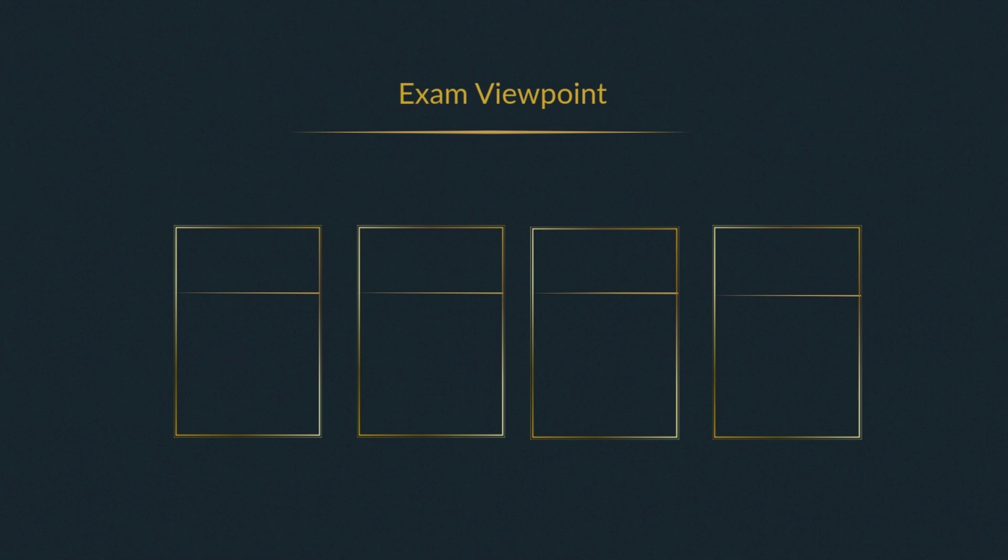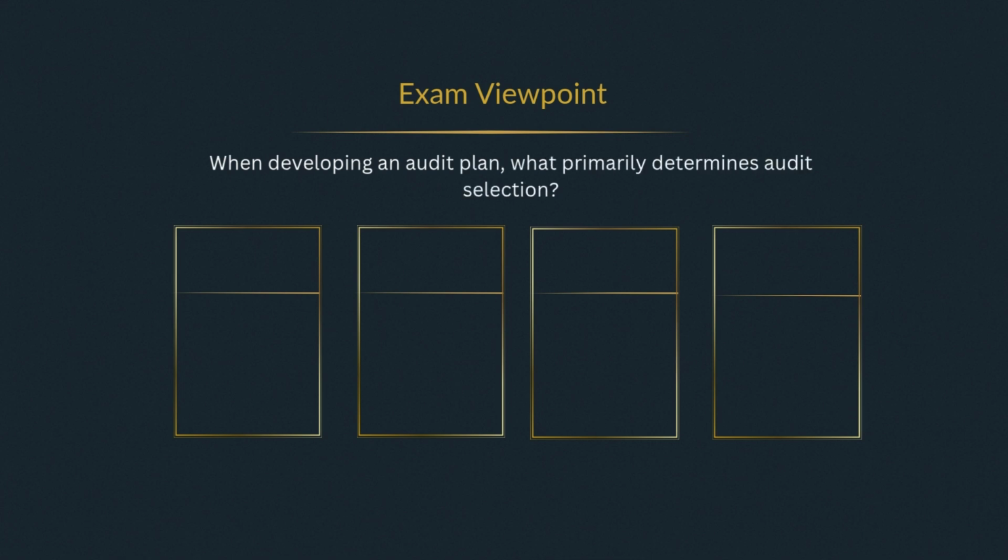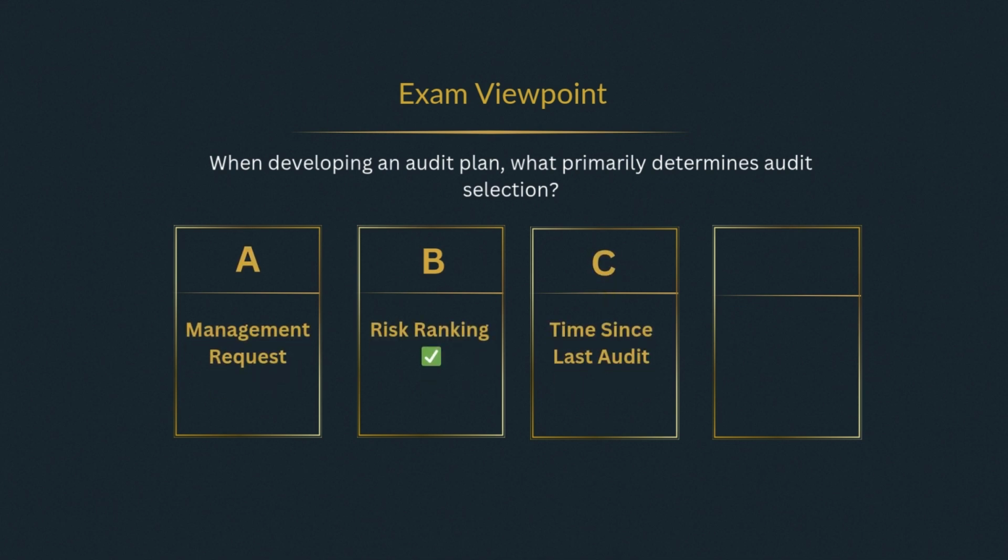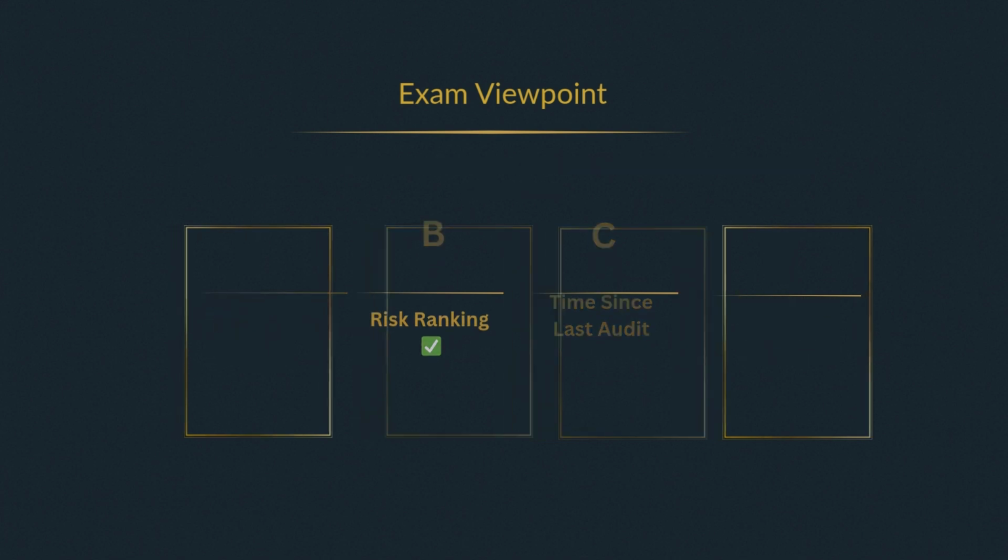In the CISA exam, you might see: when developing an audit plan, what should primarily determine the selection and frequency of audits? Options. A. Management request frequency. B. Risk ranking of auditable entities. C. Time since last audit. D. Regulatory deadlines. The exam isn't asking about scheduling, it's testing whether you understand that risk drives assurance priorities.